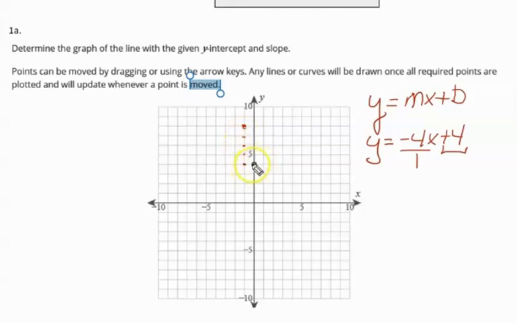Now, keep in mind, you could also go over this way, 1 this way, and then down 4, which is here. So we can get a couple of points. Again, you only need 2 to plot it with our software, and then the line will form, and there's our graph. Okay, using that special technique.